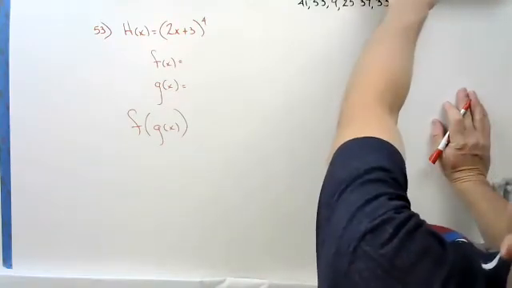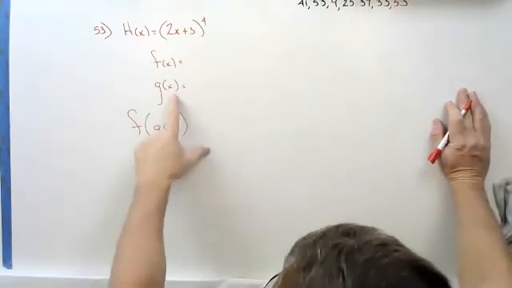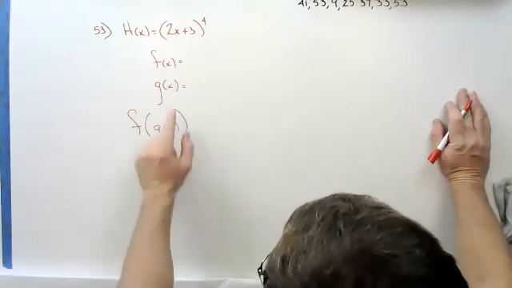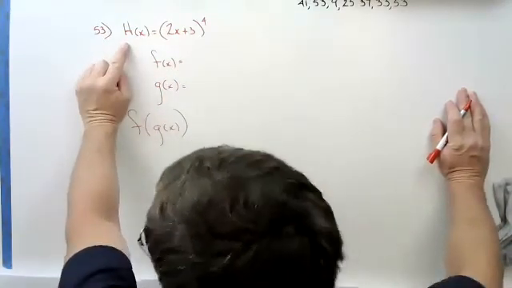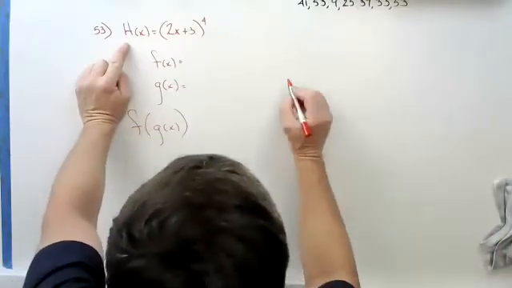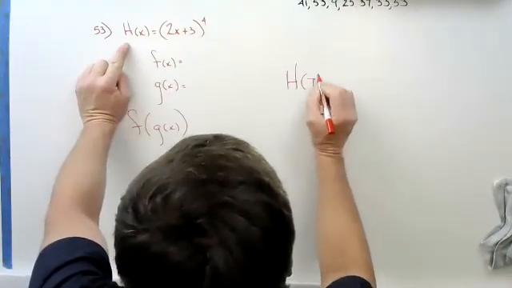Yeah, it says f composed with g. So g we do first, f we do second. Now the way you do these decomposition problems is you do this. You're like, I'm going to find h is 7.